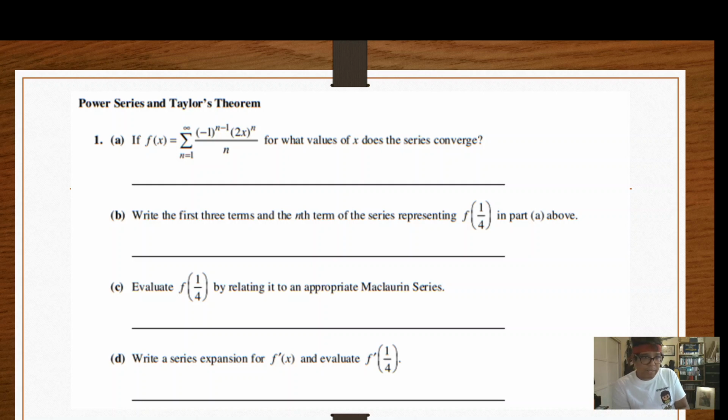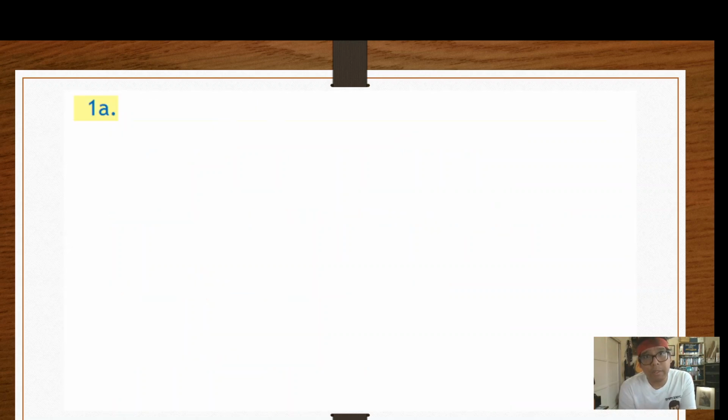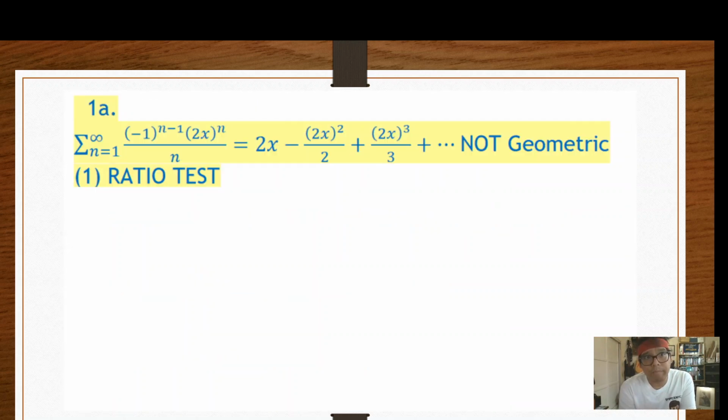And lastly, write the series expansion for f prime. So that's a term-by-term differentiation, and then substitute 1/4. Seems like a pretty straightforward problem, or very typical of what you would expect from the AP test anyways. So, part A.